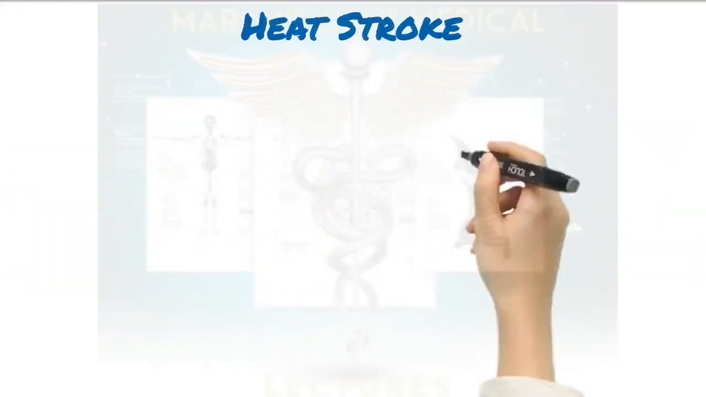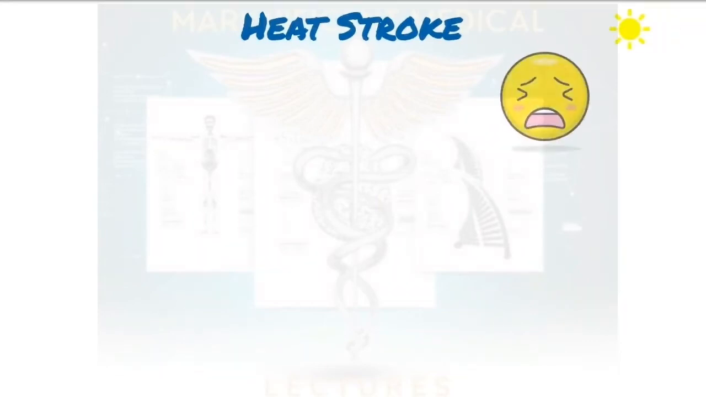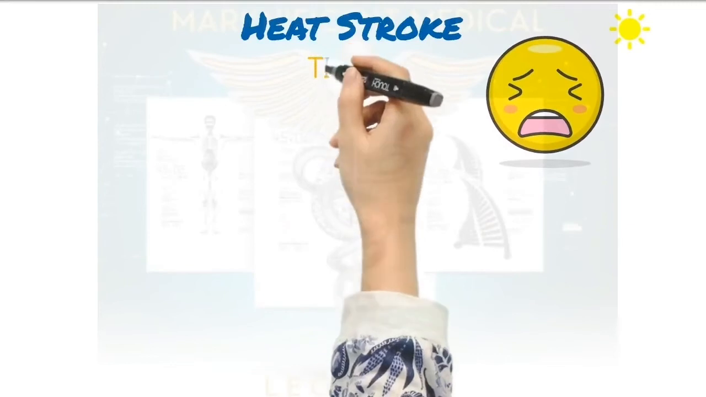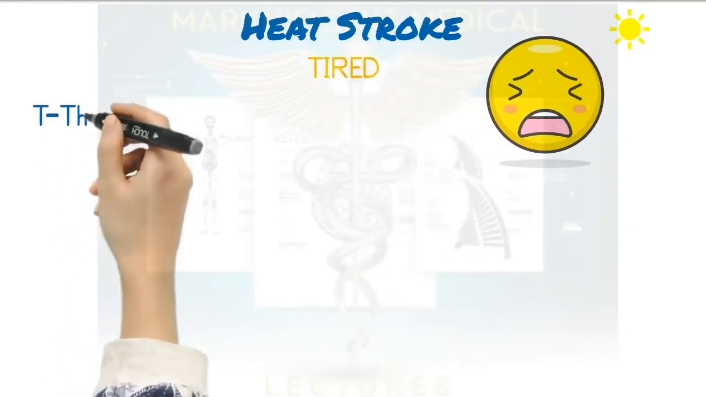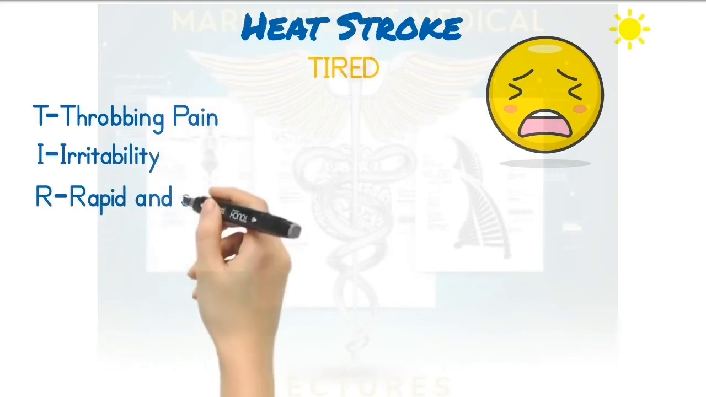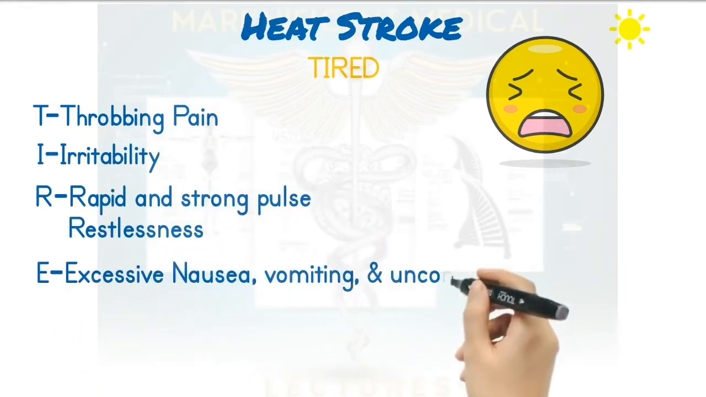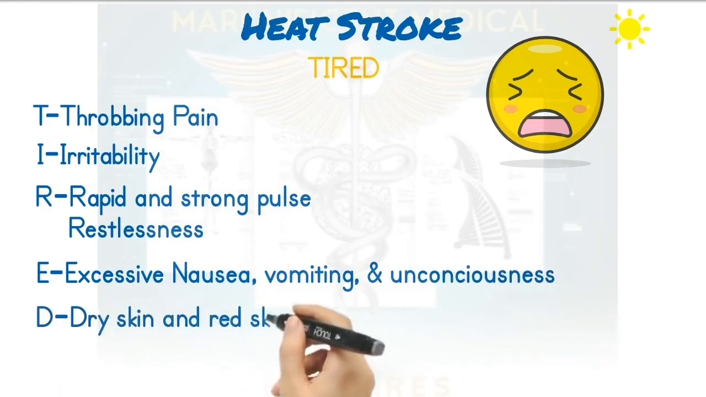Heat stroke. Heat stroke is a condition caused by the body overheating, usually as a result of prolonged exposure to high temperatures. Mnemonic is tired. Throbbing pain, irritability, rapid and strong pulse, restlessness, excessive nausea, vomiting, and unconsciousness, and finally, dry skin, red skin, with no sweating.